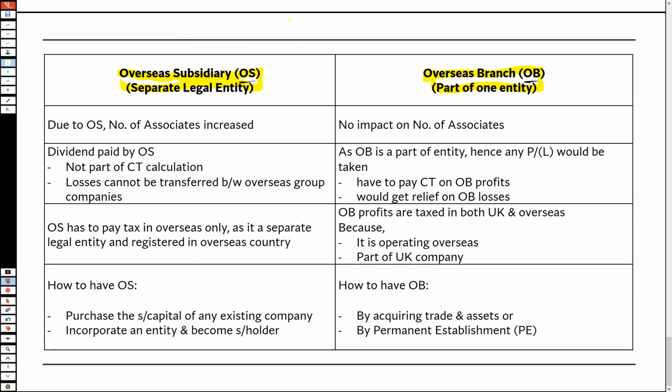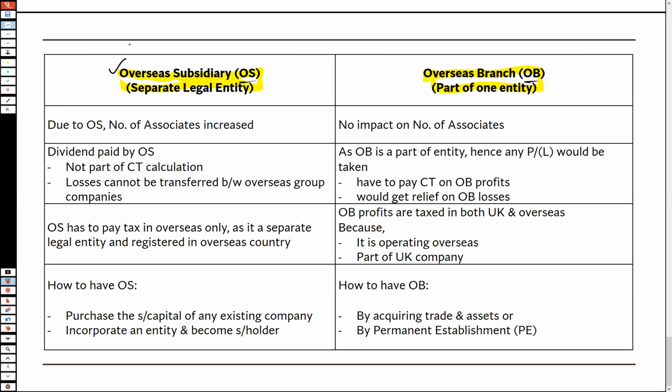The answer to this question is very simple. Let me repeat my question. When are we required to think about these two possibilities? The answer is whenever a UK company wants to expand its business overseas, there are two possibilities. I repeat, when a UK company wants to expand its business, the business can be expanded overseas in these two ways. Number one, a UK resident company can have an overseas subsidiary.